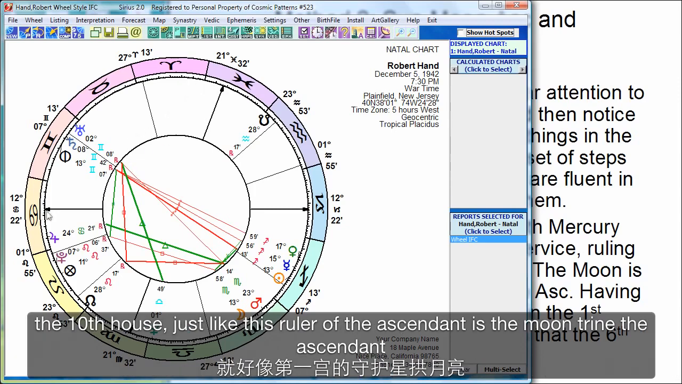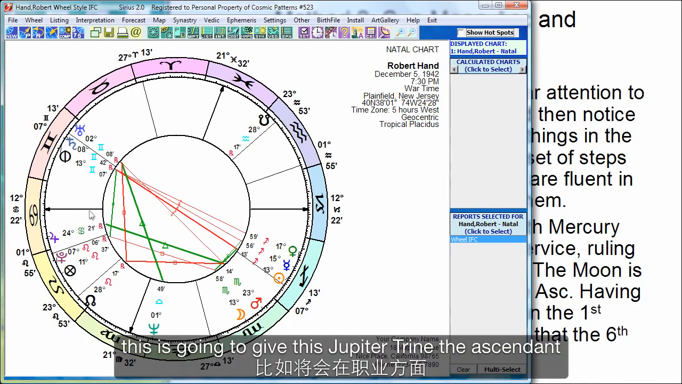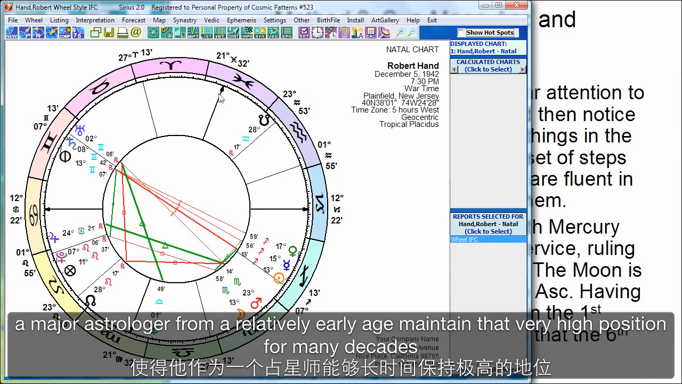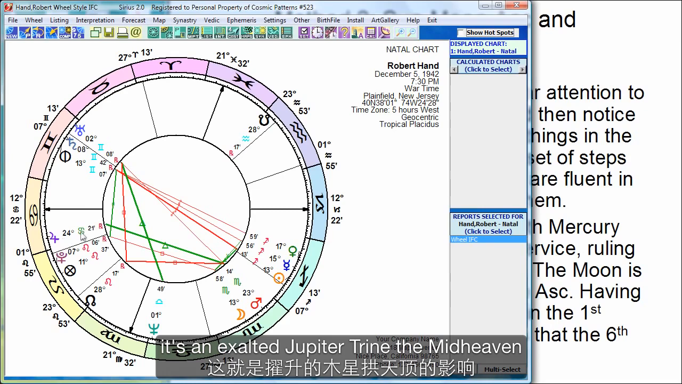Just like his ruler of the ascendant is the Moon trining the ascendant. That's good. These are 2 good things. This Jupiter trine the ascendant would give success in his ability to advance in career. He advanced in his career as a major astrologer from a relatively early age, maintained that very high position for many decades. It's an exalted Jupiter trine the midheaven.